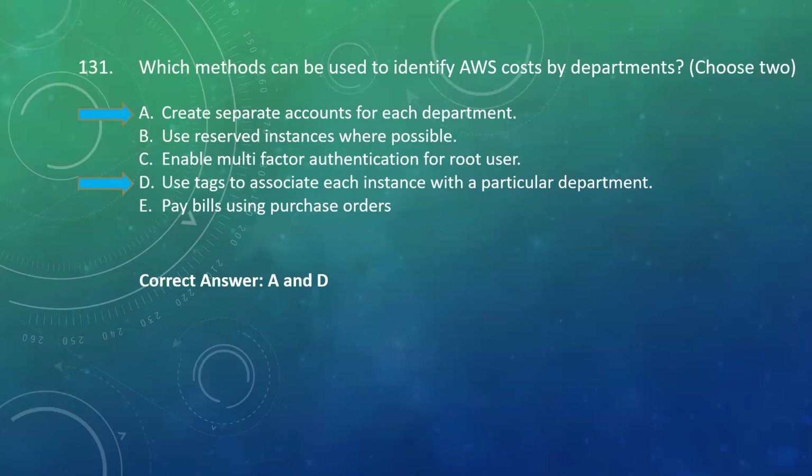Now, option B, which is to use reserved instances, will help you in cost reduction, but not identify resources by cost. So it is incorrect. And option C talks about multi-factor authentication, which is a security feature and doesn't help you in identifying resources by cost. Option C is again a distractor here, which leaves us with option A and option D.